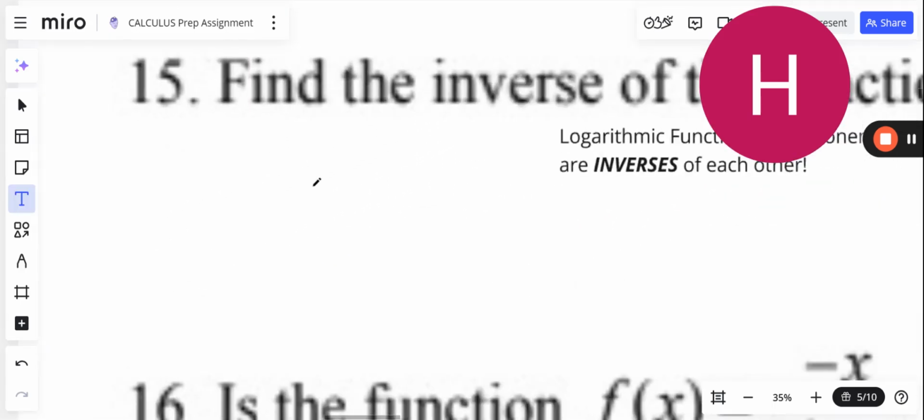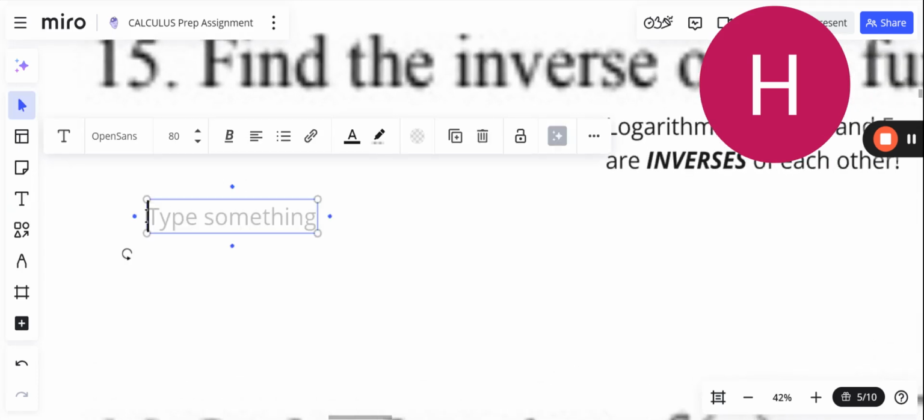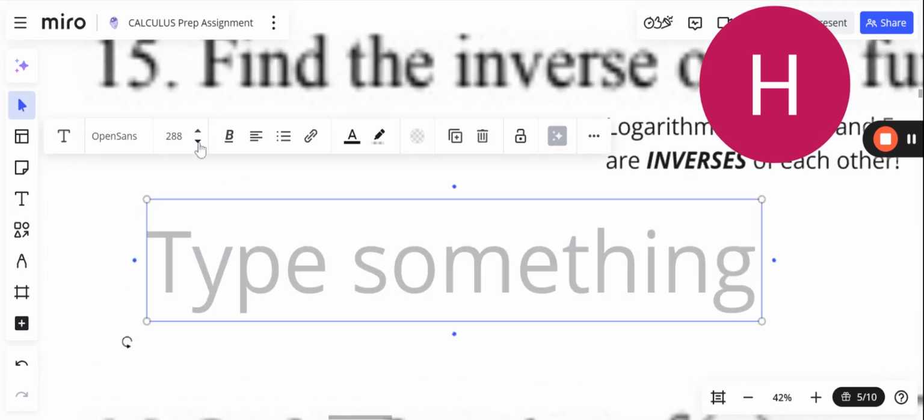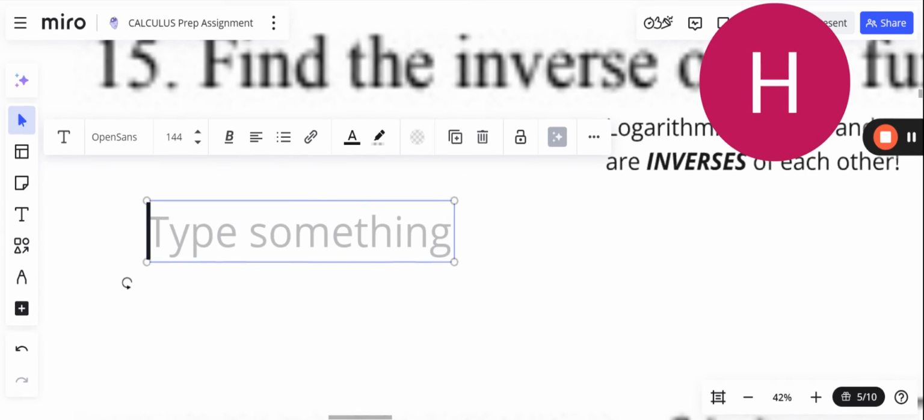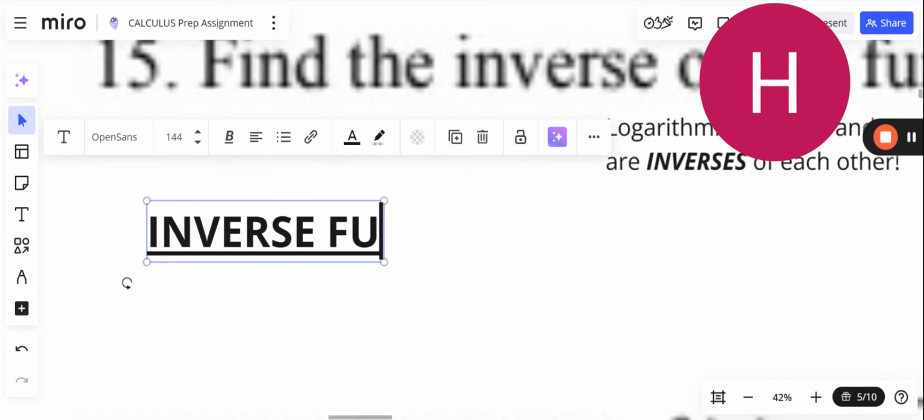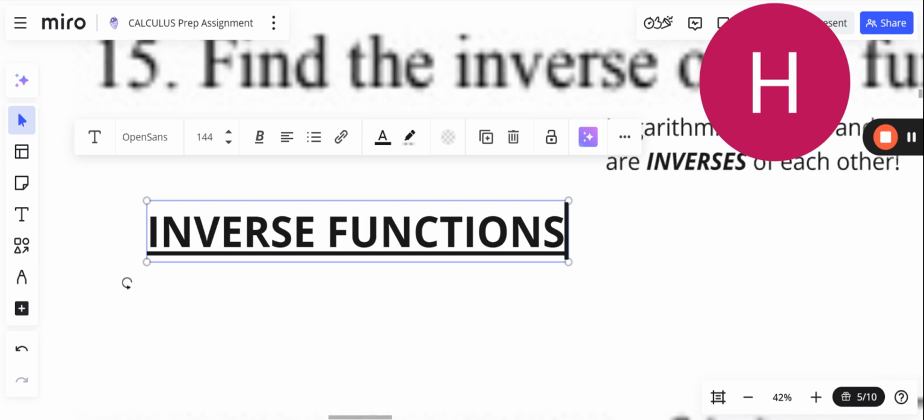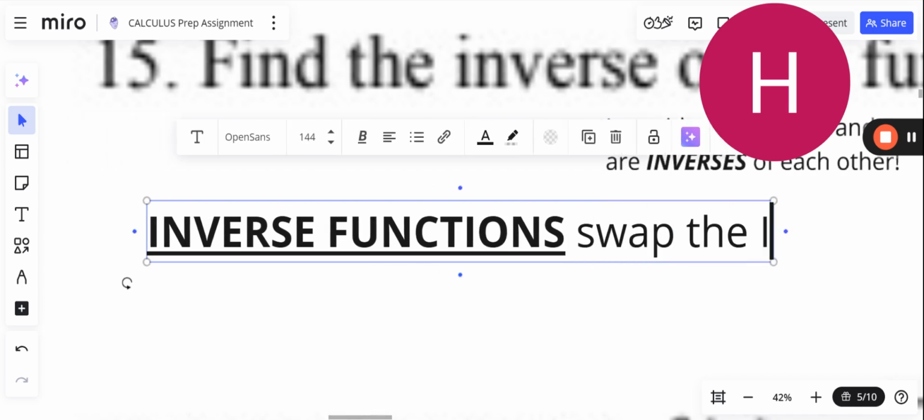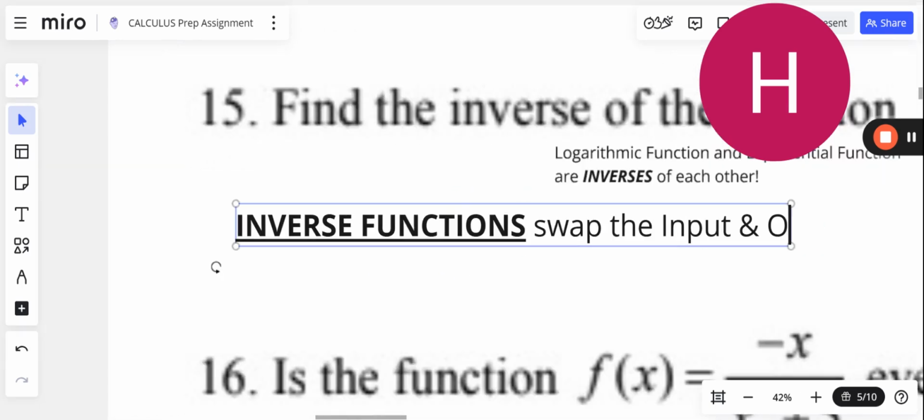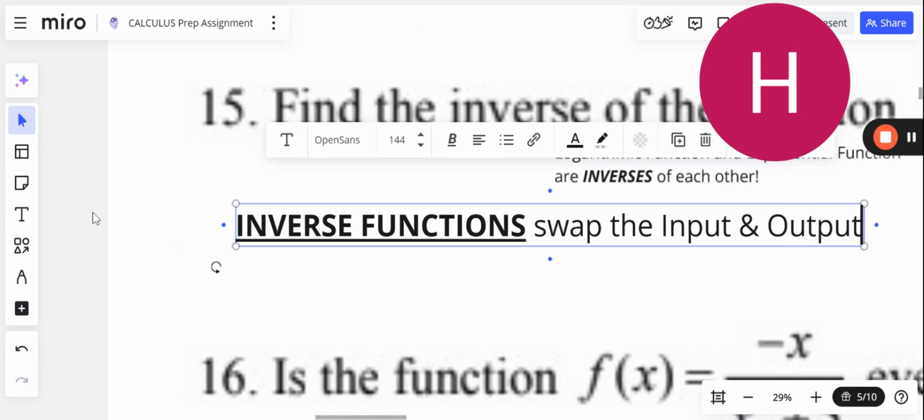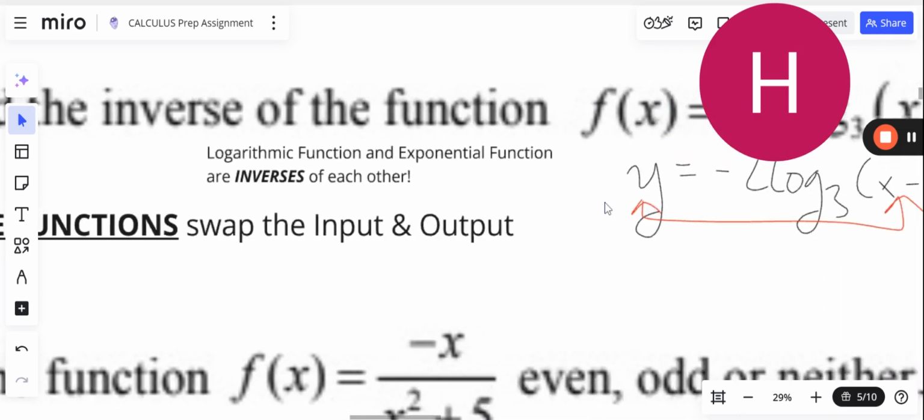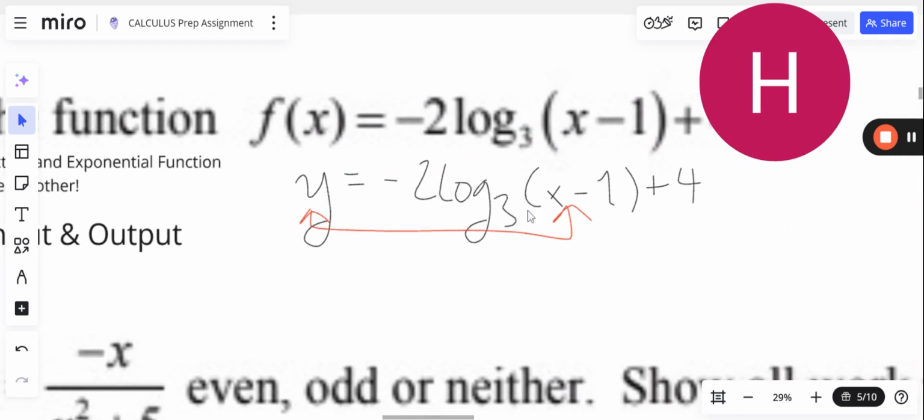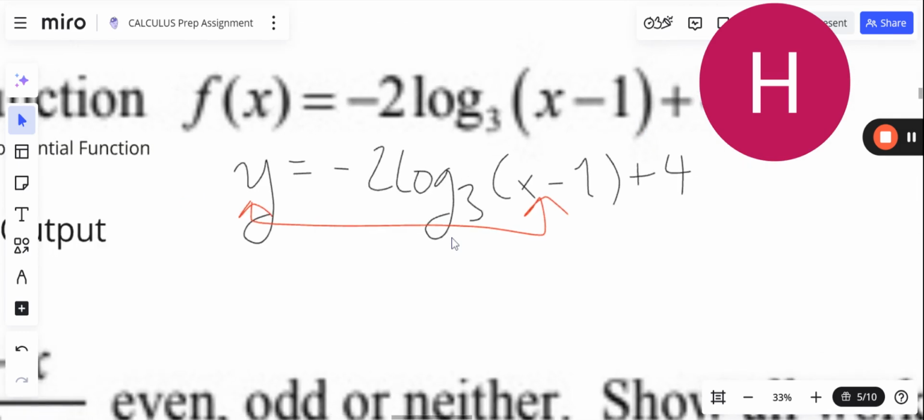So make sure you have your notebook and get ready to write down some important info. Inverse functions swap the input and output. That's what inverse functions do. They swap the input and output. So in this case, instead of plugging in an x and getting a y, we're going to plug in a y and get an x.